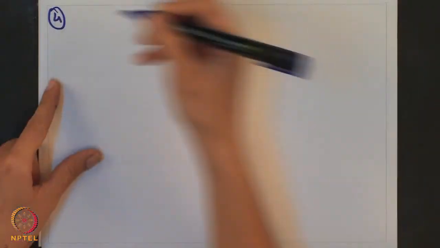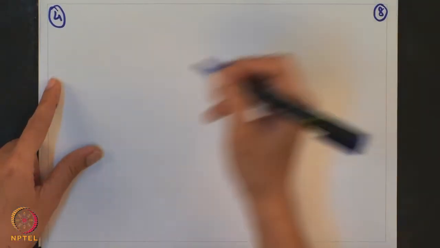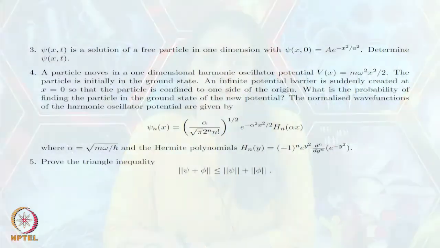The fourth problem involves a little bit of thinking. So, in this problem you are given a particle which is moving in one dimension in the harmonic oscillator potential, and the particle is initially in the ground state, and an infinite potential barrier is suddenly created at x is equal to 0.